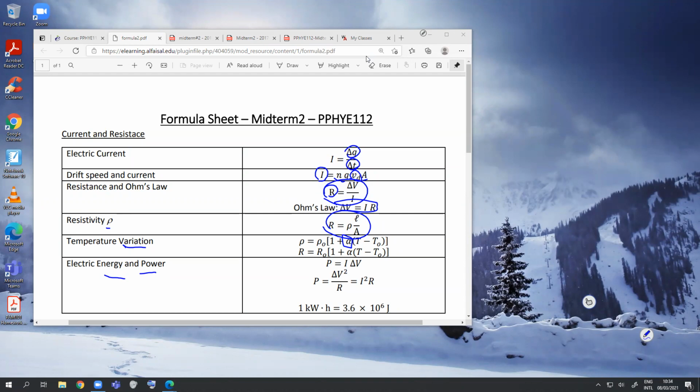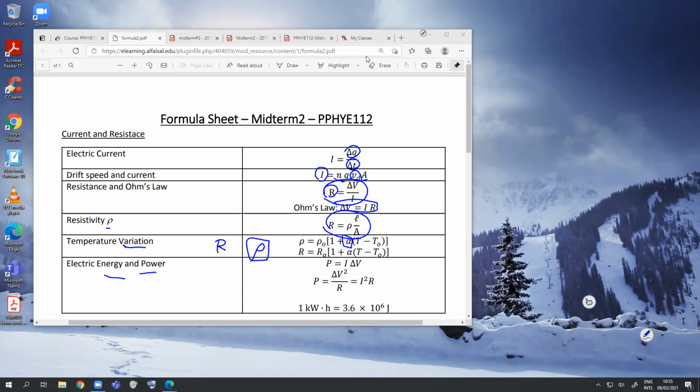Yeah, sure. This one? This is resistivity. This is resistance. It will be given in the question, right? The question will say, if it is resistance, it will label it as resistance. If it is resistivity, it will say it is resistivity. So they are different, okay?